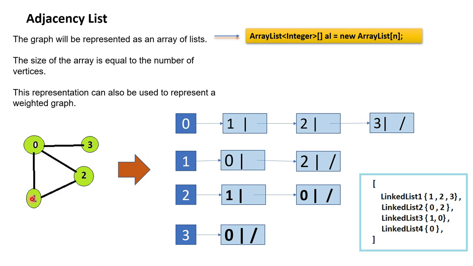For 1, it is connected to 0 and 2. So it is represented as 0 and then next 2. Then 2 has connection with 1 and 0. That is also maintained. 3 has only connection with 0. That is also maintained. So actually it is an array of linked list. That means the array length will be the number of nodes.